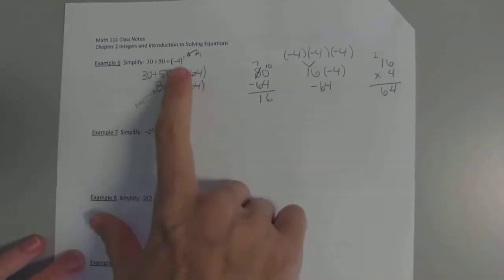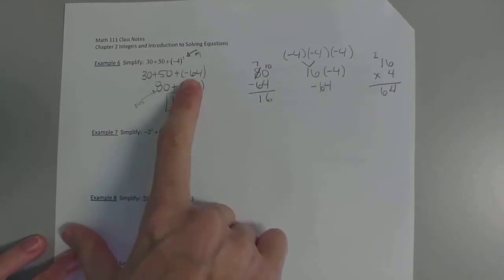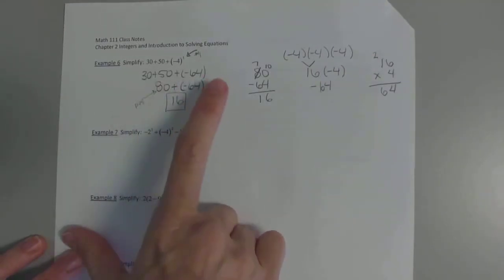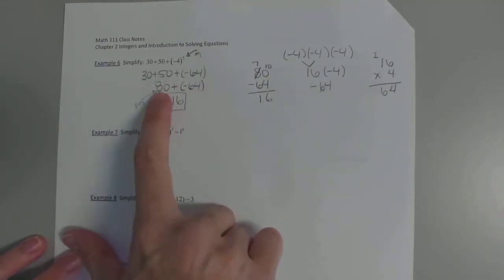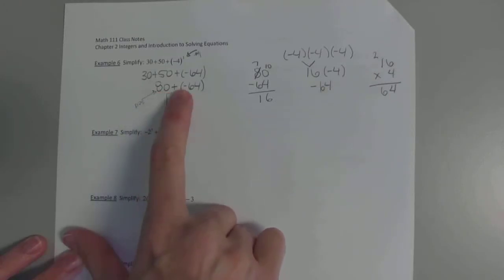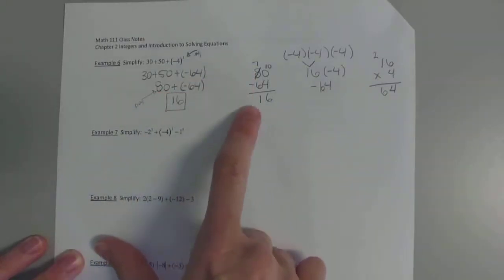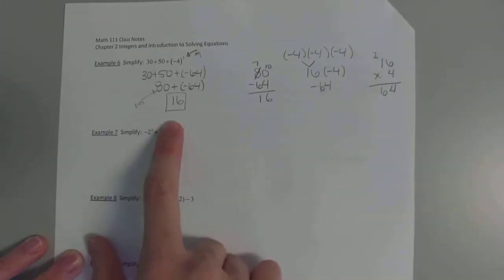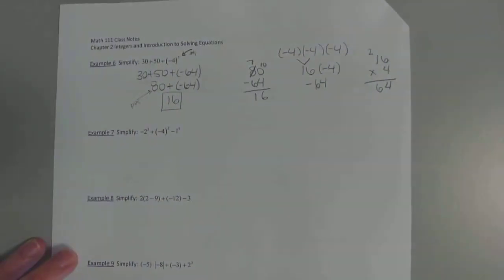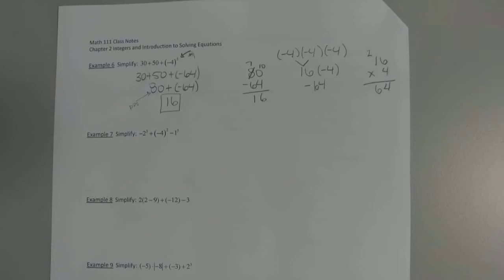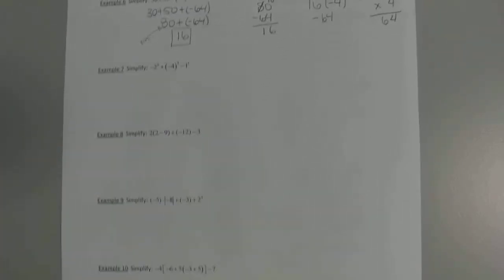So notice we had two things going on. We had the cube we had to take care of first to get negative 64, and then we had addition straight left to right. 30 plus 50 was 80, but at this point when you add a positive with a negative, you're really subtracting. So the difference between the two was 16, but the 80 was positive, so it holds strong and keeps your answer positive.